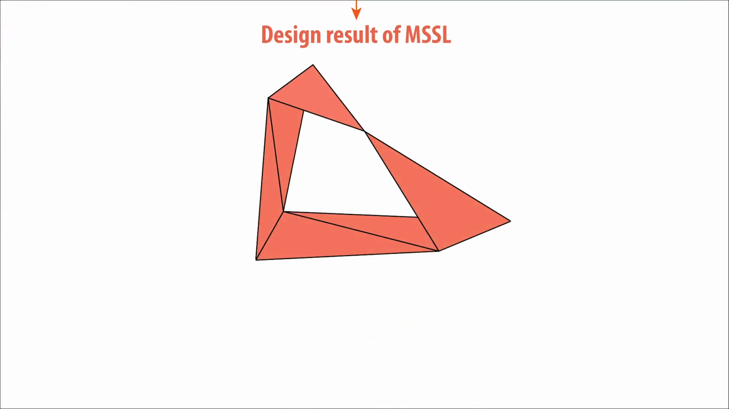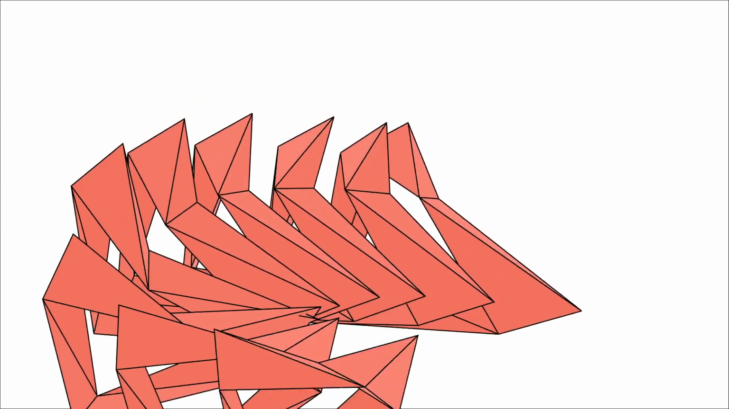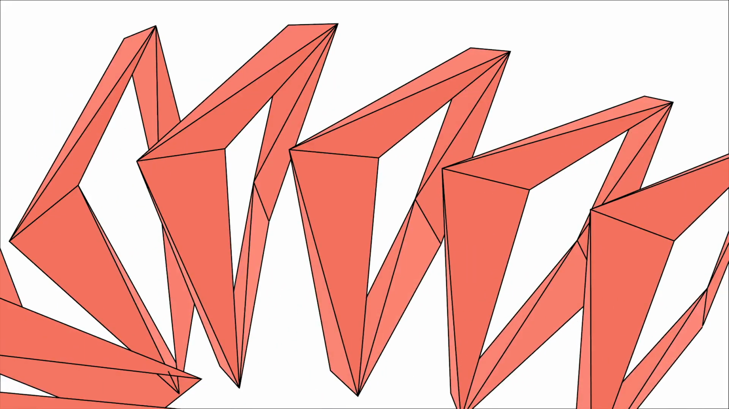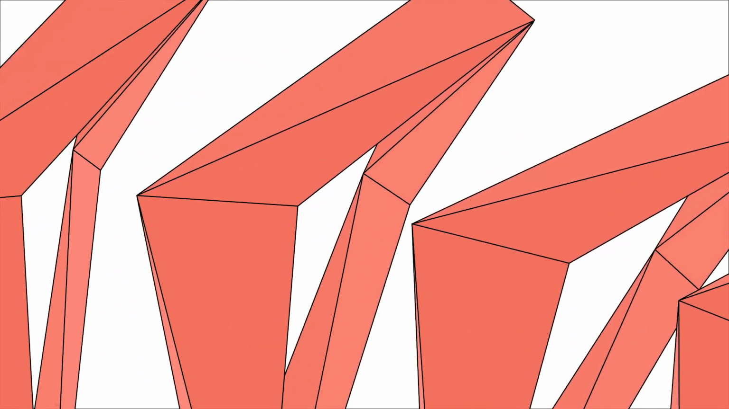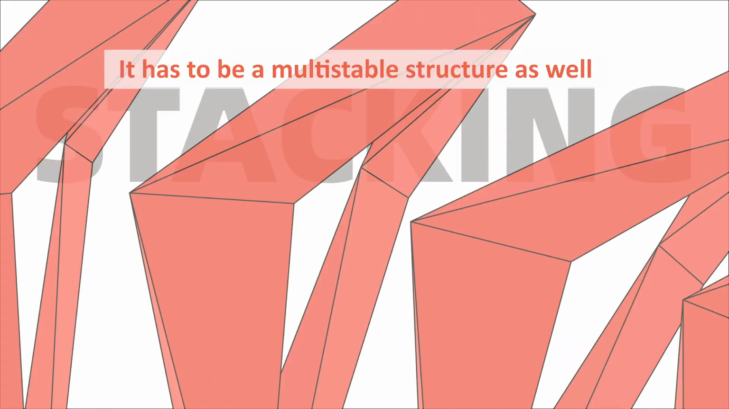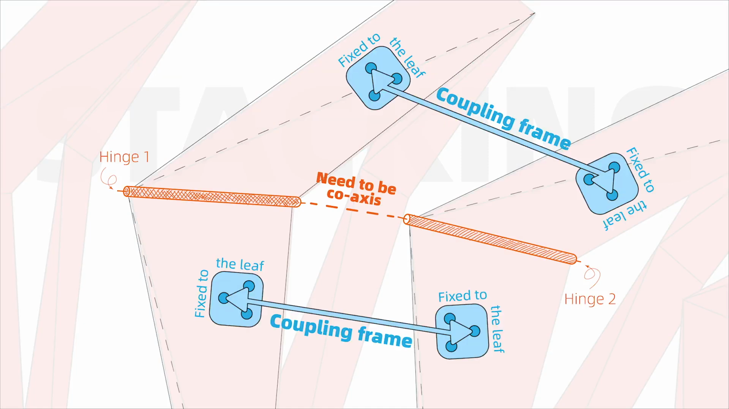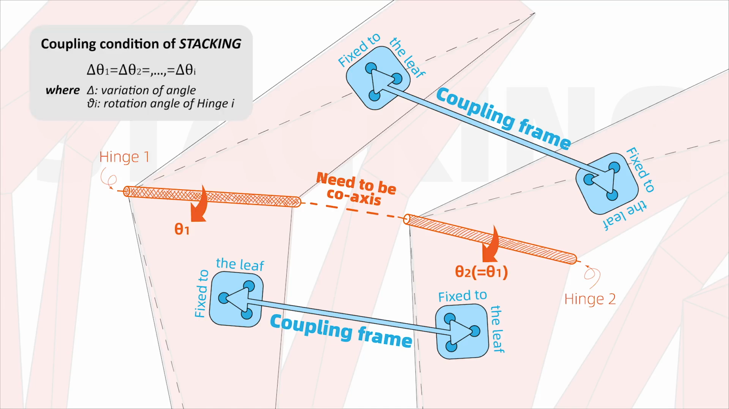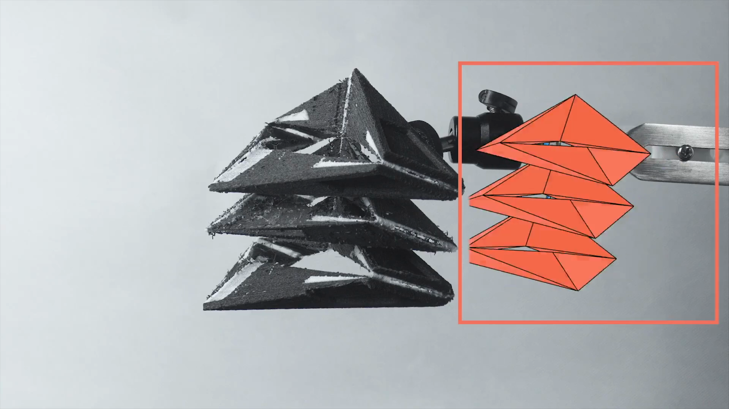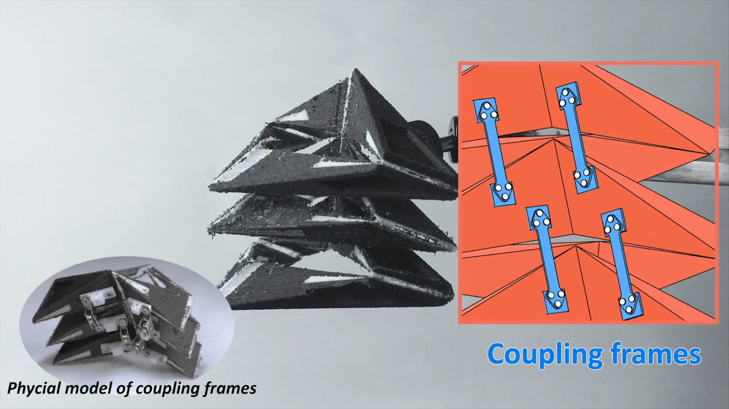Now as the next step, we are trying to assemble them for more complex target configurations. The first and instinctive construction is stacking. To ensure the assembly is still a multistable structure, no additional degree of freedom is introduced. So the coupling strategy here is fixed with rigid frames. Then these two pairs of leaves will rotate together and thus the hinge joints are coupled well. Mathematically, it is put as a coupling condition. Thus, a reconfigurable tube has been built.